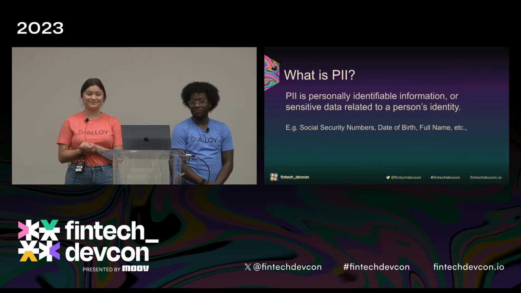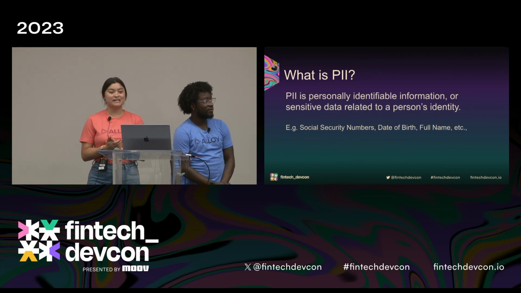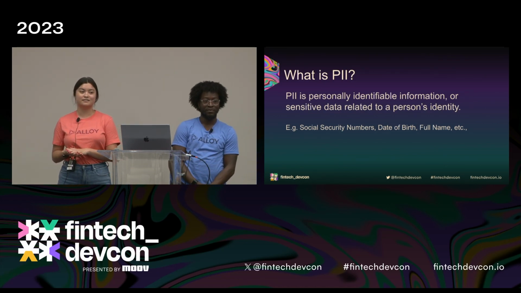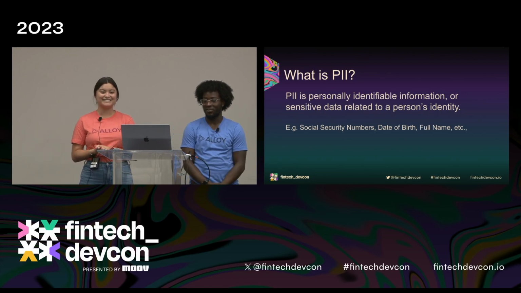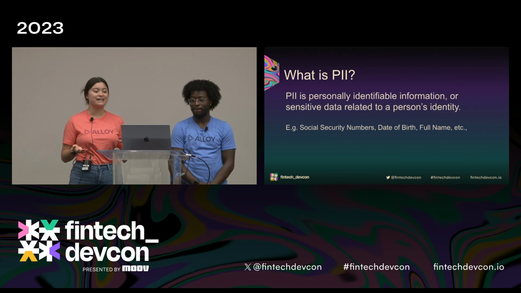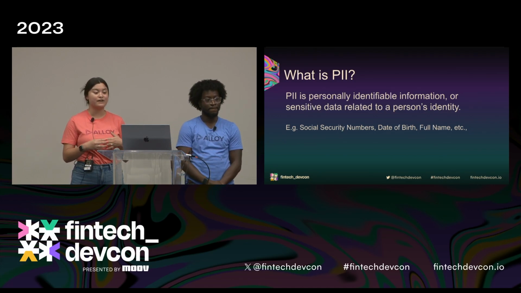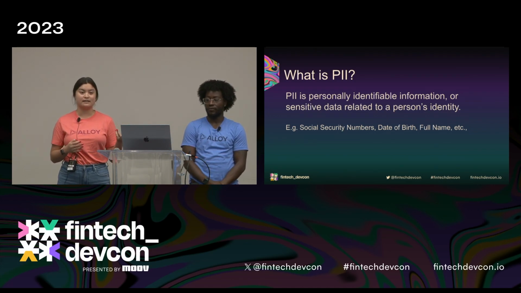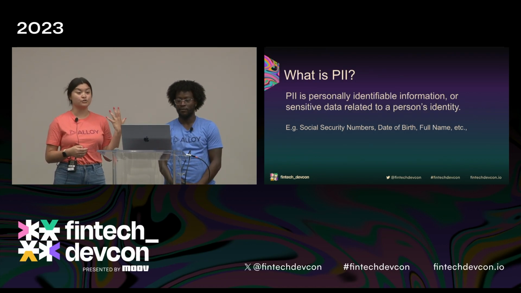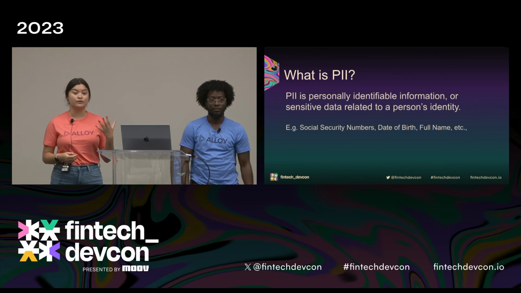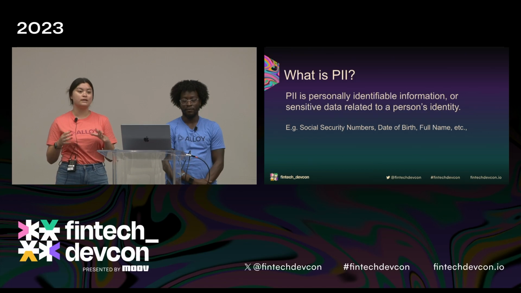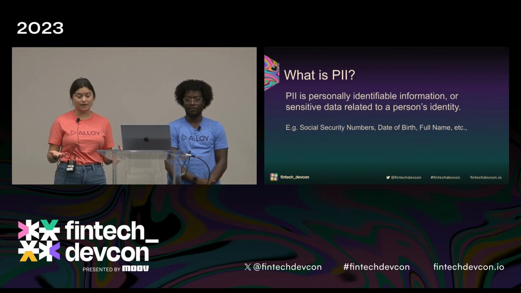Sound good? Cool. Well, if I can get a show of hands, how many of you have heard the term PII before? Okay, all right. So we got some familiar folks. But just to break it down really quickly, PII is personally identifiable information, or any sensitive data that is related to a person's identity. Some examples of this could be your social security number, your date of birth, your full name, your address, your bank accounts. This is all sensitive data that you wouldn't necessarily want anyone to get their hands on.